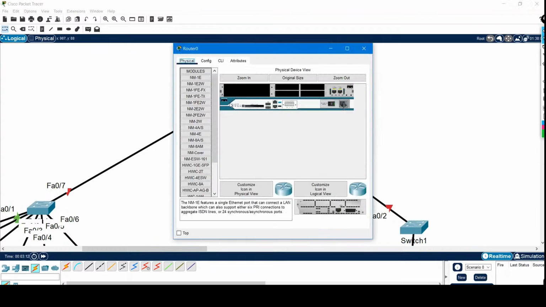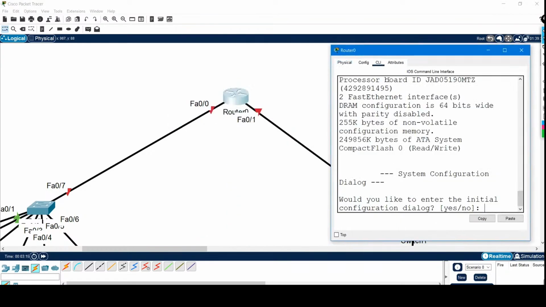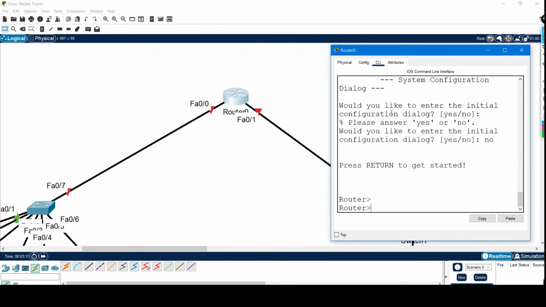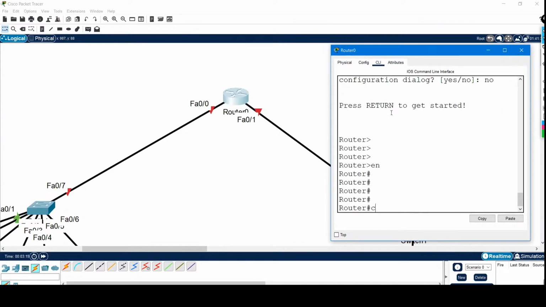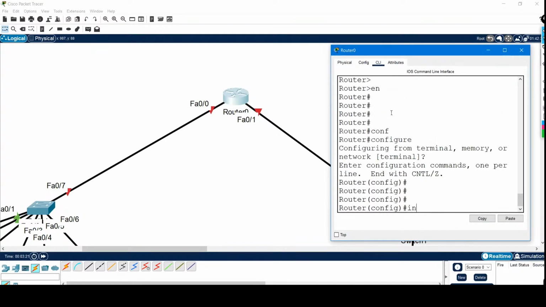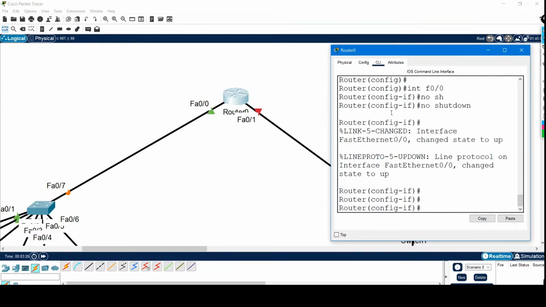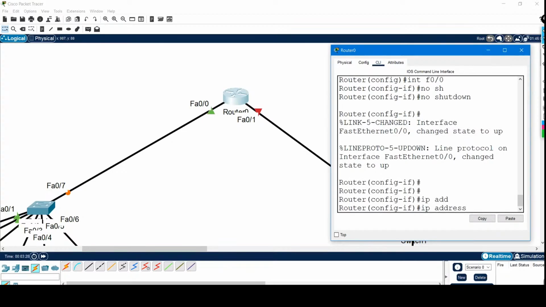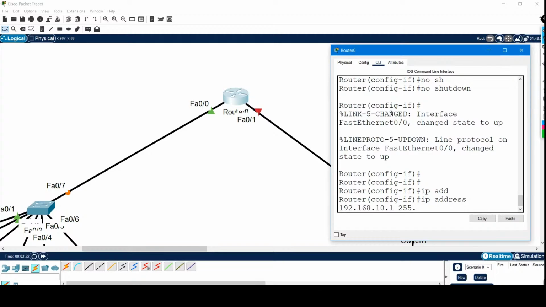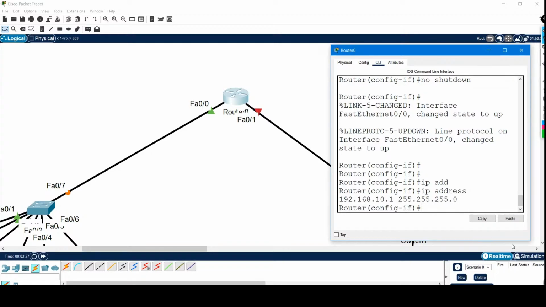So here, if I configure an IP, interface config T, on F0/0, interface F0/0, let me say no shut, and IP address. Here I am going to configure 192.168.10.1 with 255.255.255.0. See, I have assigned this IP address, 192.168.10.1, to the F0/0 interface of this router.